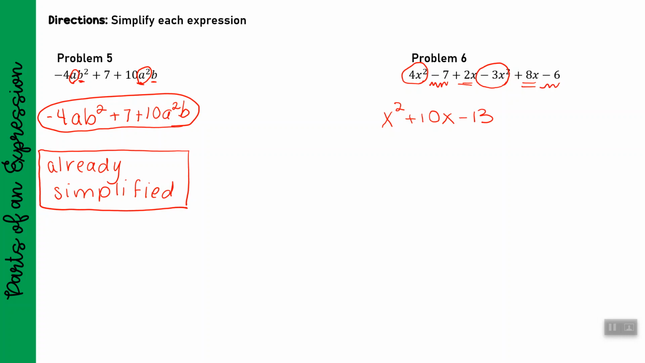None of these are like terms. We have an x squared, just an x, and now a constant. We can't combine those. That would be considered as simple as possible.